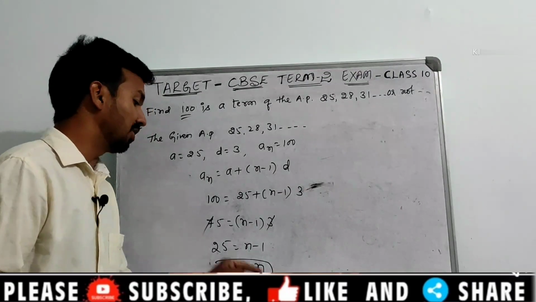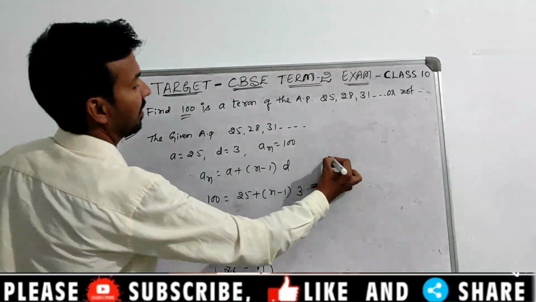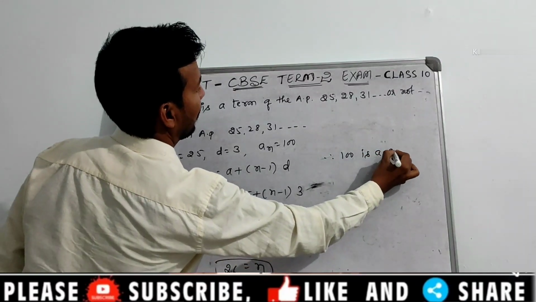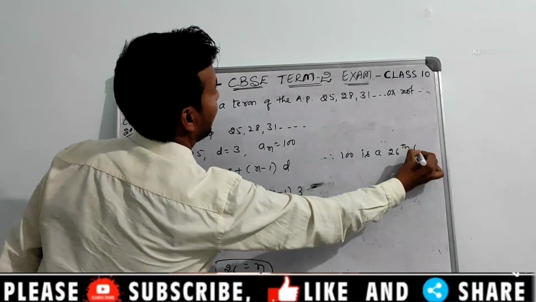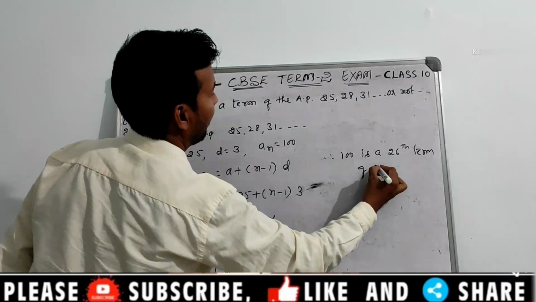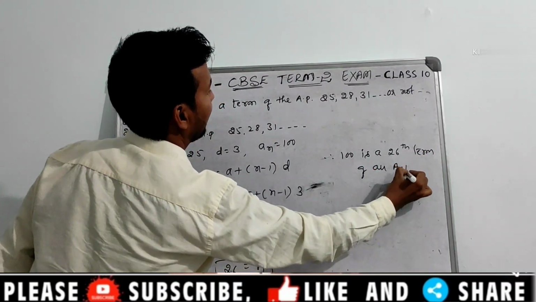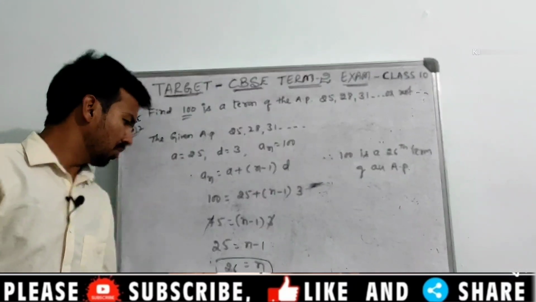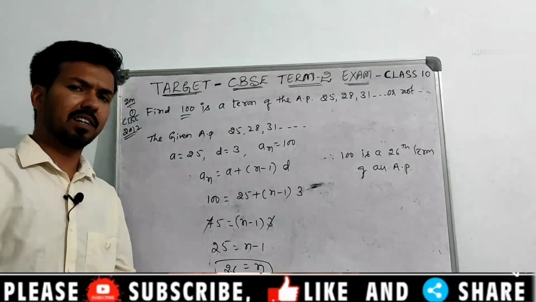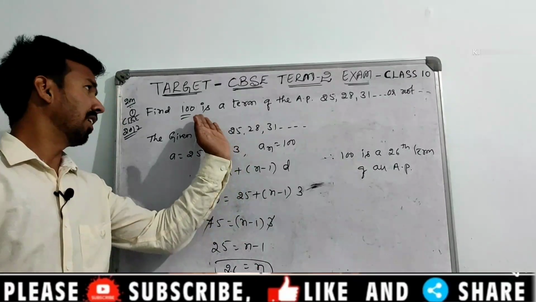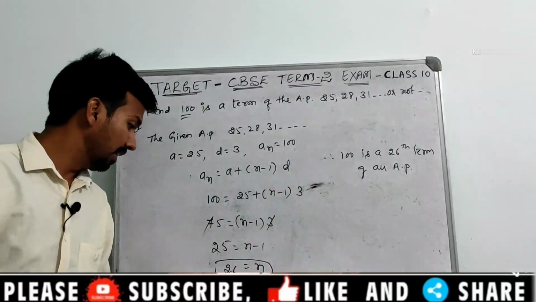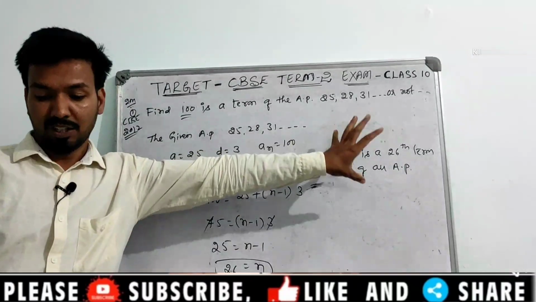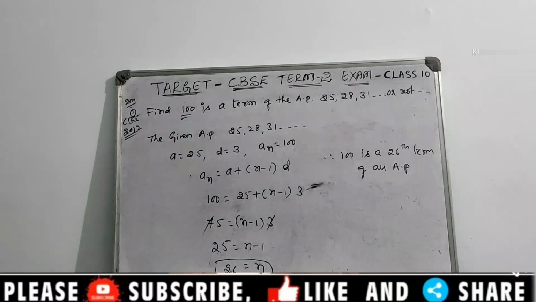Because n is 26, therefore 100 is the 26th term of an AP. If n became 26.5 or 27.5 like that, then 100 would not be a term. But here n is 26, that is a whole number, therefore 100 is the 26th term of the AP, children.